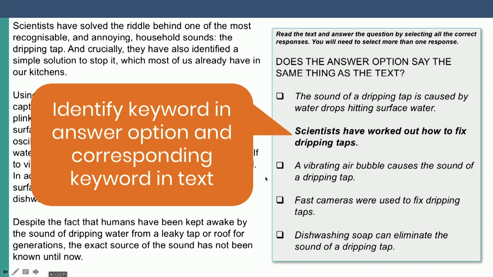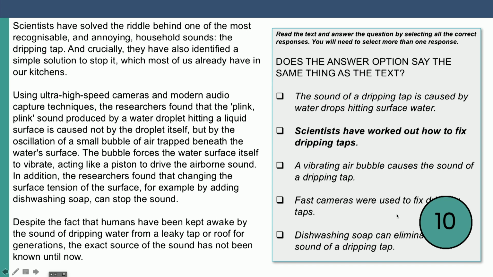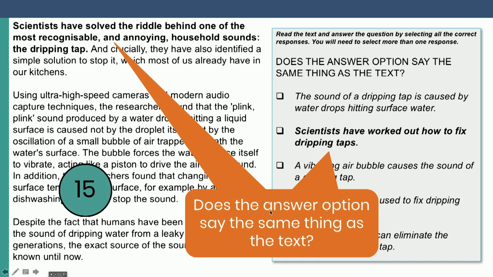We're going to move on to the next one, and we're going to do the same thing. We're going to identify a keyword here in the answer option and corresponding keyword or keywords in the text. I'm going to give you 10 seconds to try to do that. Again, if you need more time to locate that, please press pause. Otherwise, I'm going to help you out. It comes right from the top here. Again, I want you to ask yourself, does this answer option say the same thing as this part of the text? You have 15 seconds.